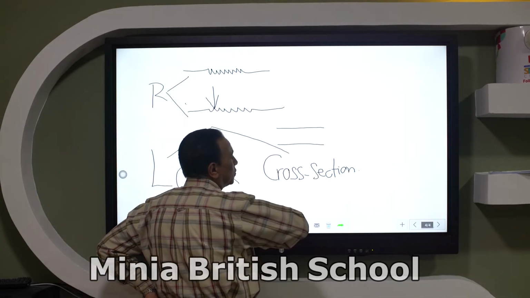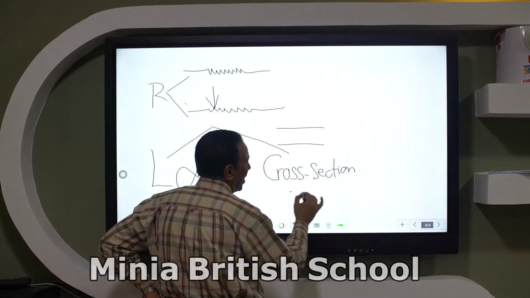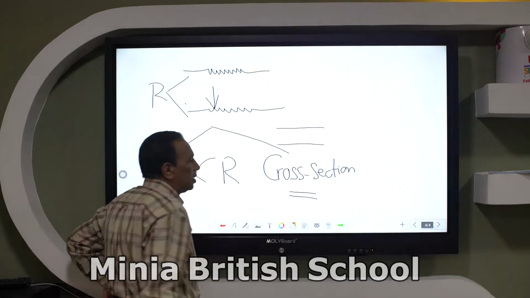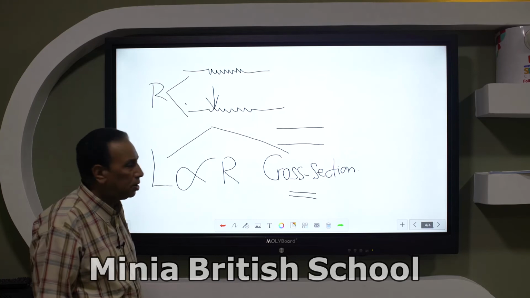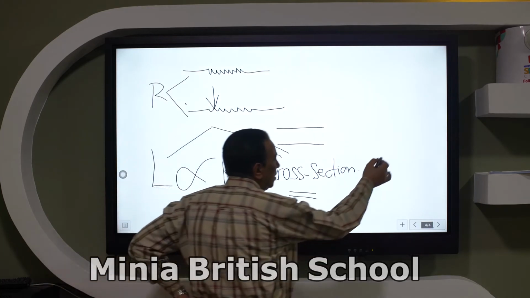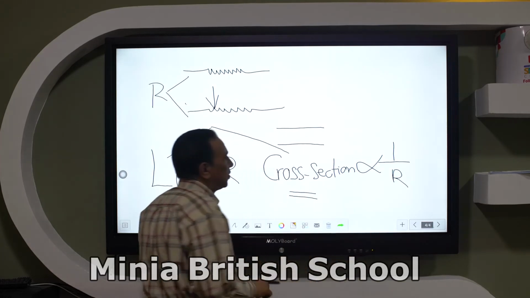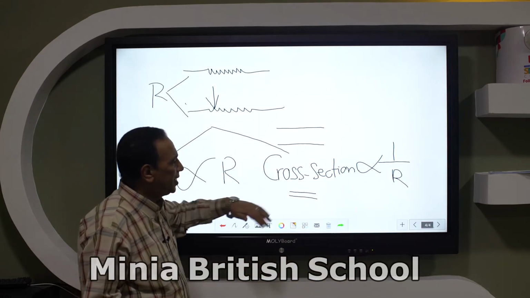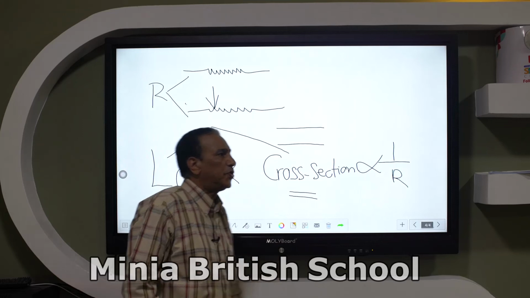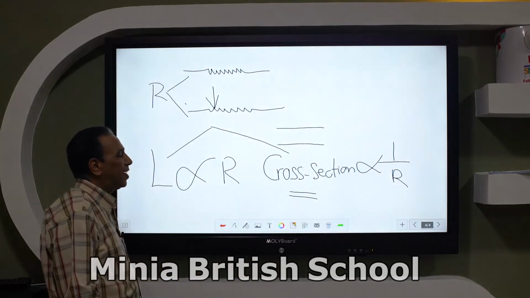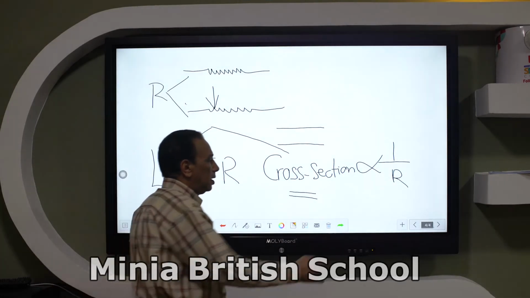The second factor is the cross section of the wire. If I have this cross section, and another one with this cross section, this is inversely proportional with the electric resistance. Increasing the cross section, decreasing the electric resistance. These are the two factors affecting the electric resistance.